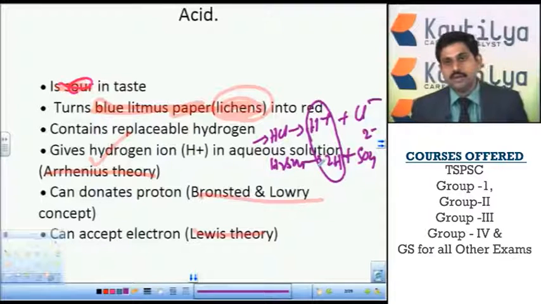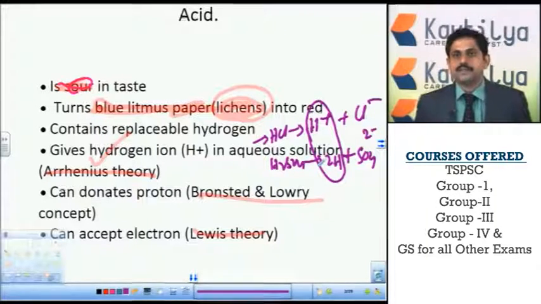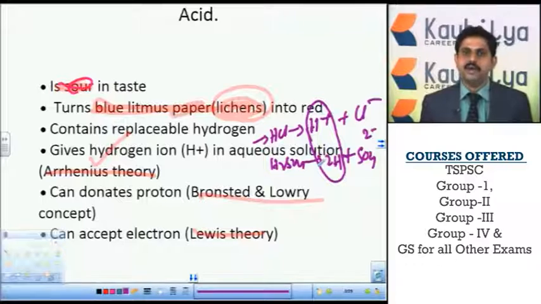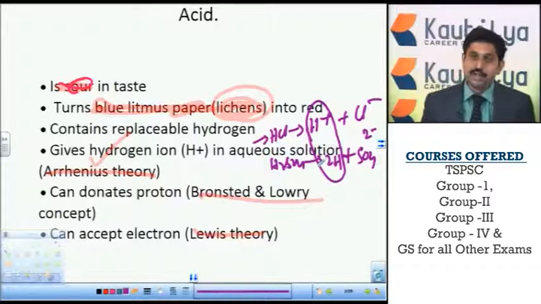According to the Arrhenius theory, the substances which have H plus ions and donate them are called acids. That means substances which do not have H plus ions, even though they behave like an acid, cannot be explained by this theory. This is applicable only to substances which have H plus ions.